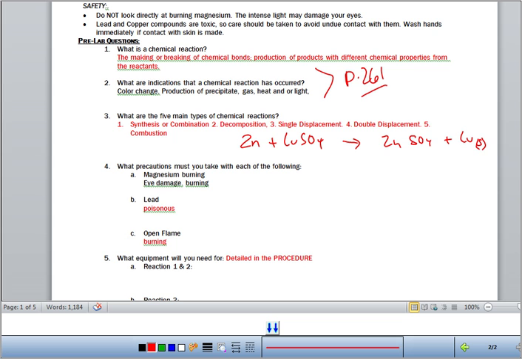And then this one right here, we're not gonna get into what equipment you need for each of these reactions. You just need to read through the procedure, and you can read the equipment. And it's a good check for you to see that you understand what the equipment is.